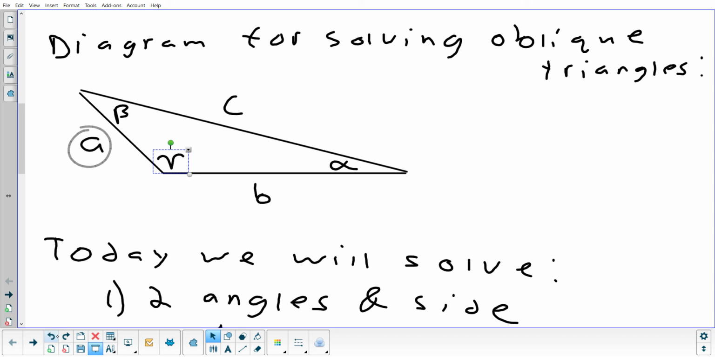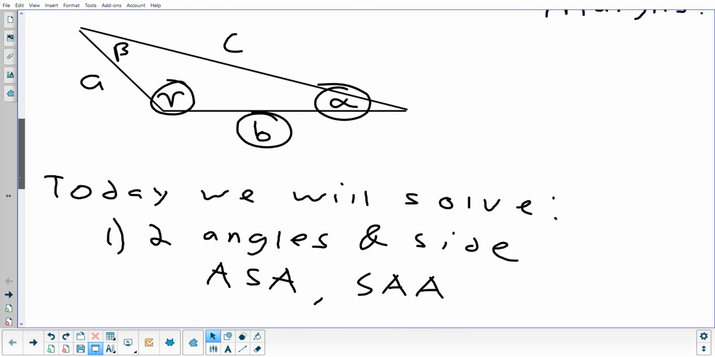Another example would be like this. Angle, side, angle. Again, the side B is the one that's physically between the two angles.